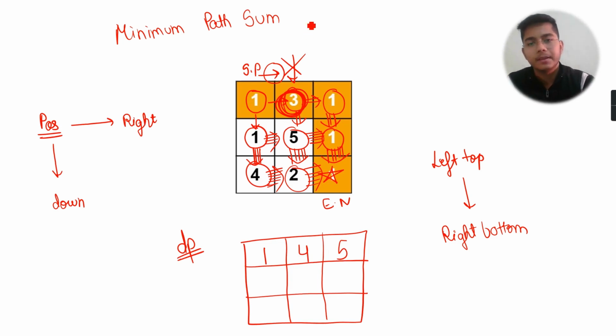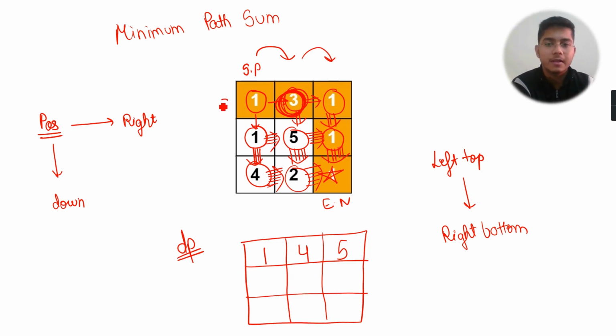Will this be the sum? Because I cannot come from upside. The only direction I can come from is this: I go from here, I reach here, and then I go from here and reach here. So it will be 1 plus 3, 4, plus 1, 5. And the same case goes here as well: 1 plus 1, 2, and 2 plus 4, 6. I hope you get this point.